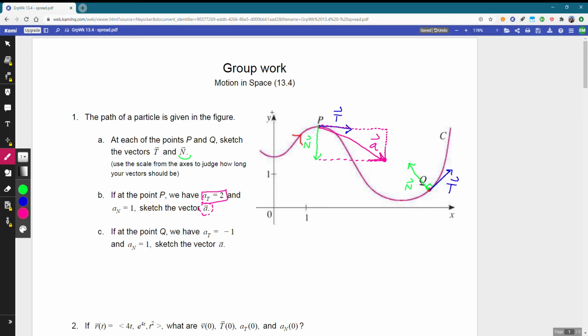Part C, if at the point Q we have AT equals -1, AN equals 1, sketch the vector A. So similar game. AT is -1 though, so instead of moving out in the tangent direction, we'll actually be heading backwards by that length -1. And then in the normal direction by 1. And so up here, right there, and so that's our acceleration vector at the point Q.